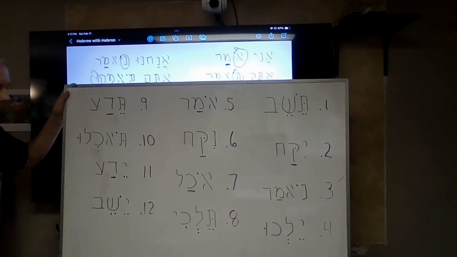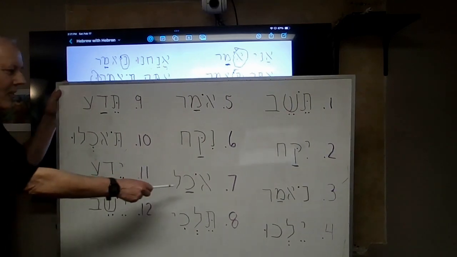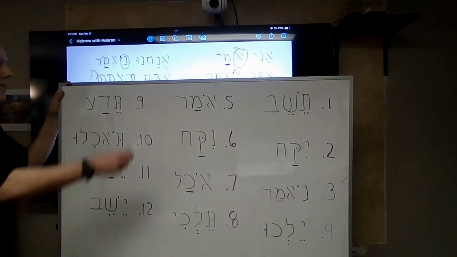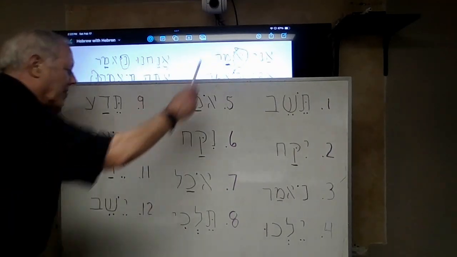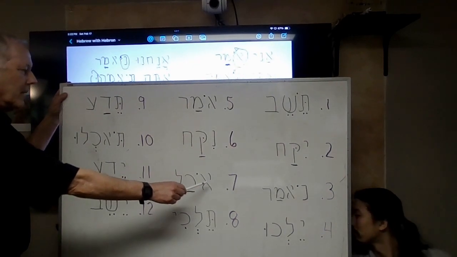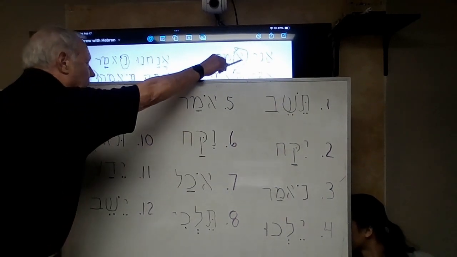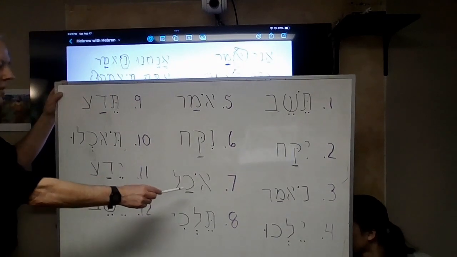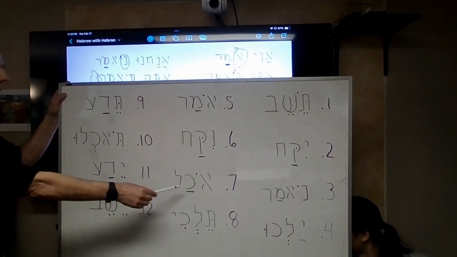Oh, that's the same. Ochal. Yeah, it's the equivalent of this. We have dropped the first root letter, and we got the prefix. That's the prefix. I dropped the first root letter. Ochal. I will eat.